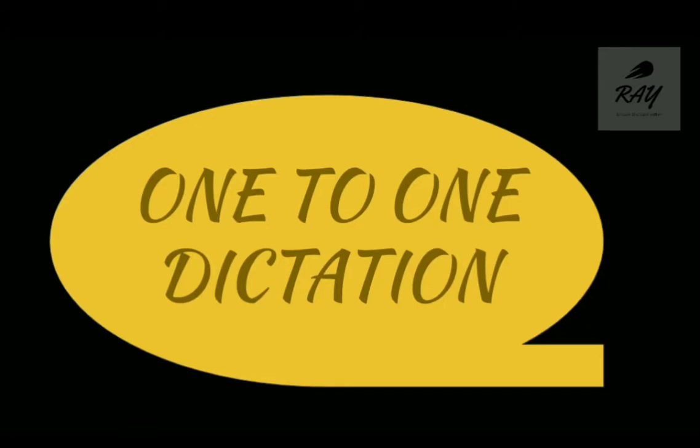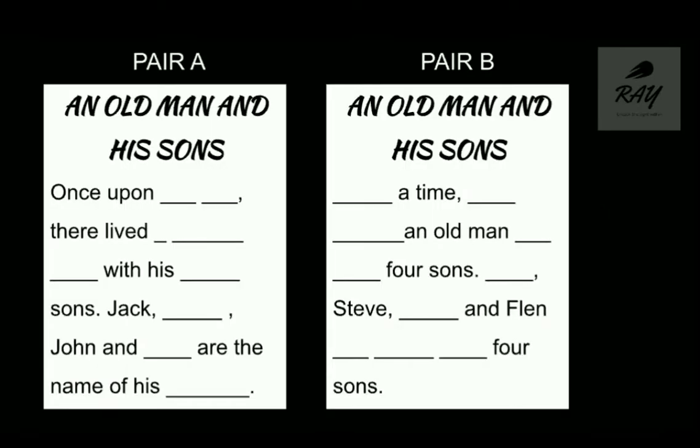So one-to-one dictation goes like this. Again, it's a pair activity, I would say. There will be a pair A and a pair B, so kids would be divided. Here, each pair will be given some incomplete passages. There would be words missing in this passage for both the kids, but it is usually alternate. For example, the words missing in pair A's passage are given in pair B's passage, and in the same way, whatever words are missing in pair B's passage are given in pair A's passage.